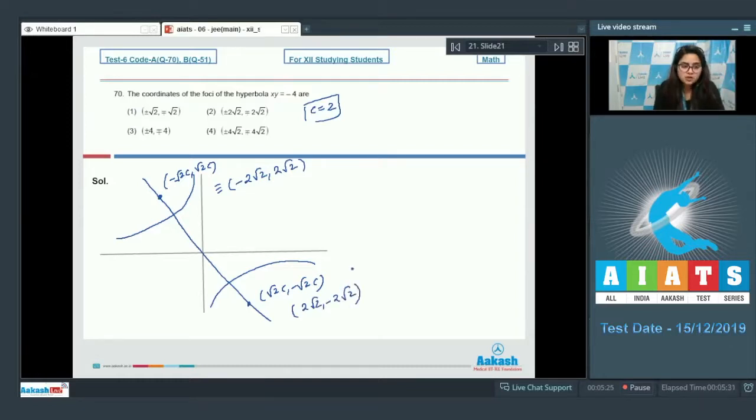Now check your options. Option number 1, ±√2, ∓√2, is incorrect. Second, ±2√2, ∓2√2. This is your correct answer. So option number 2 is your correct answer. Now move on to the next question.